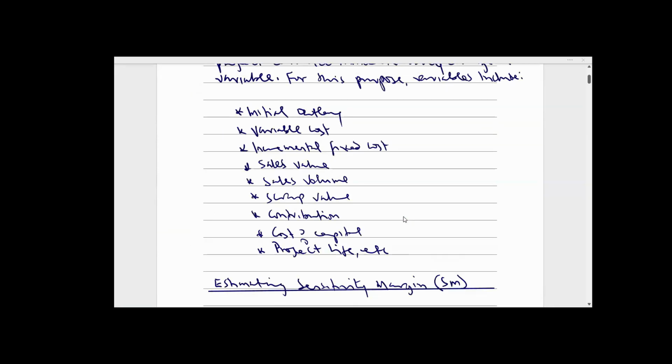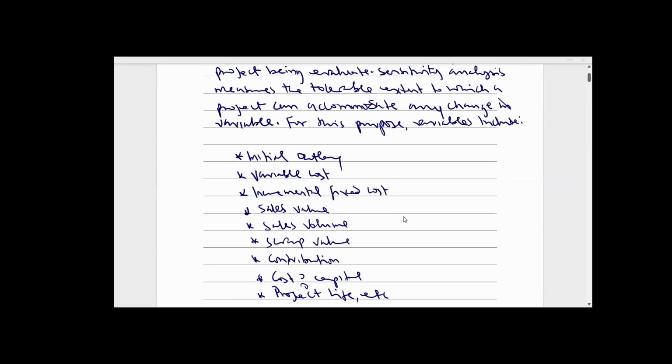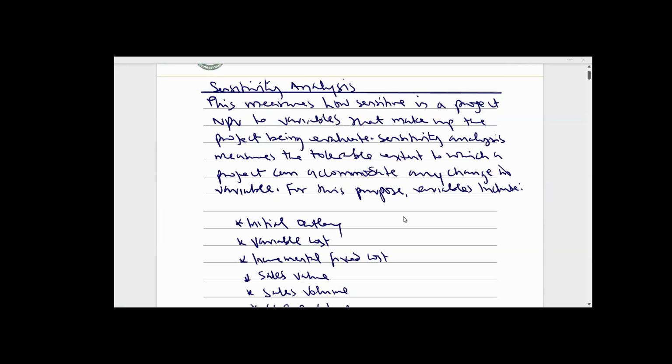We said that sensitivity analysis represents the tolerable extent to which a project NPV can accommodate any change in variables. It measures how sensitive a project NPV is to variables that make up the project being evaluated. So that is sensitivity analysis.